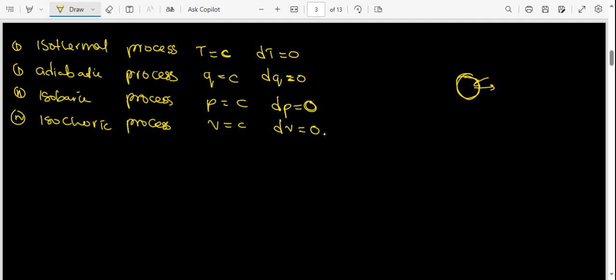Okay, so these are the processes that you can sometimes be asked in an exam, and it's important that you master some of the changes that take place, what is being maintained.